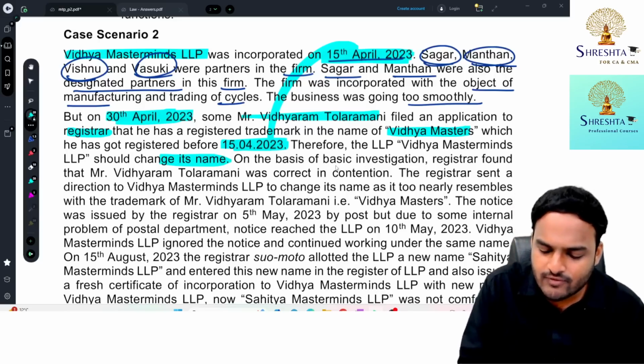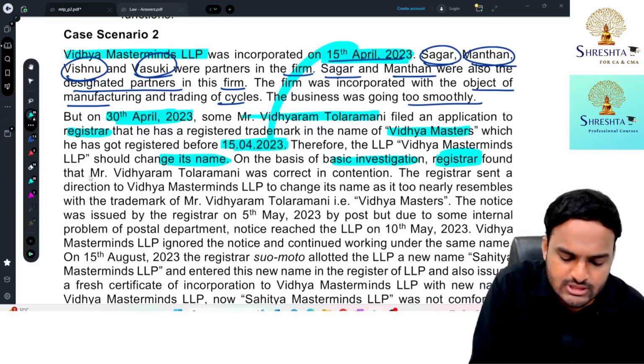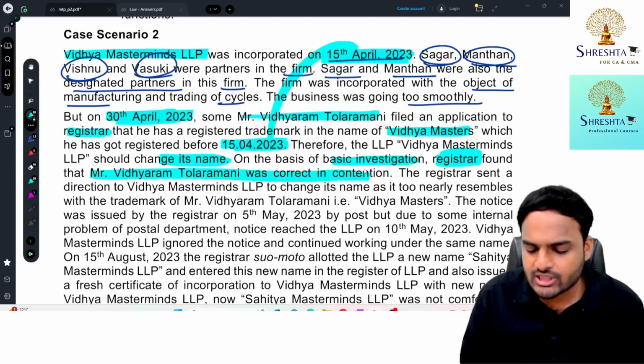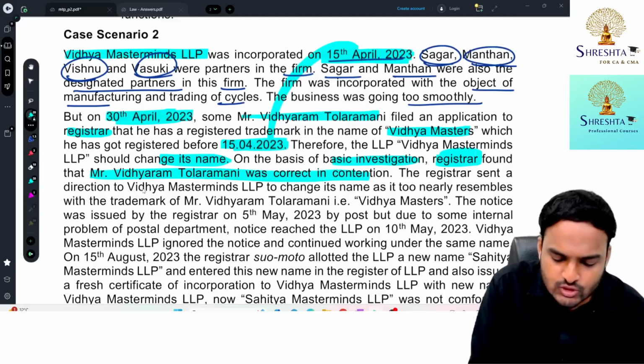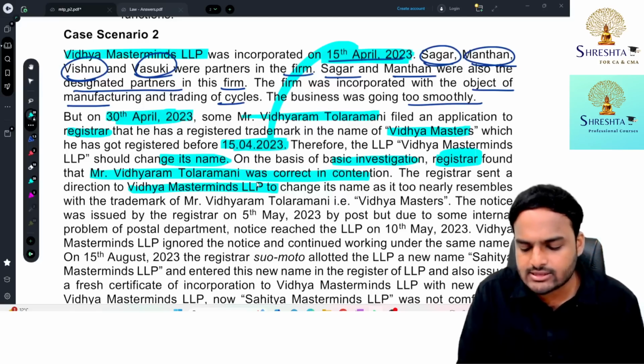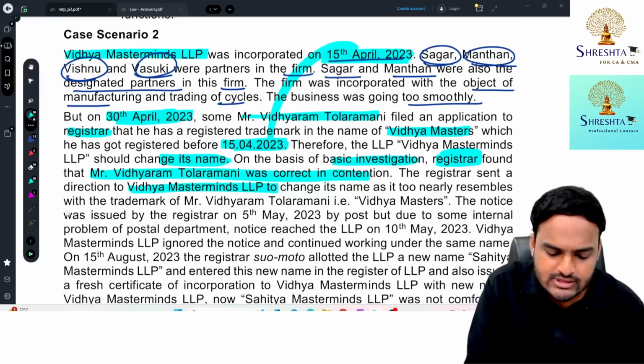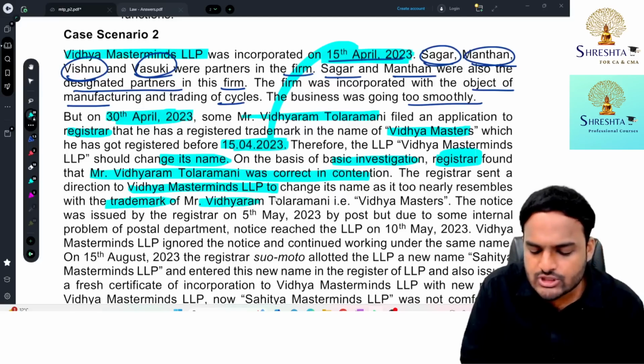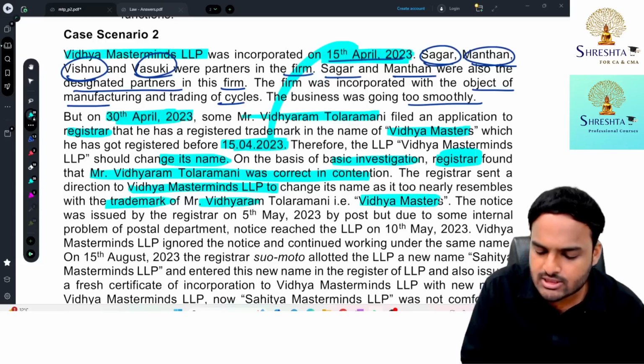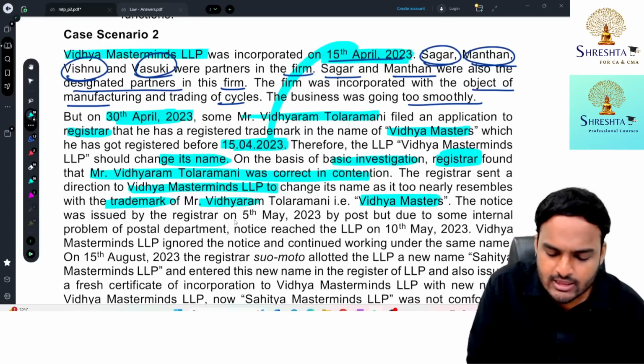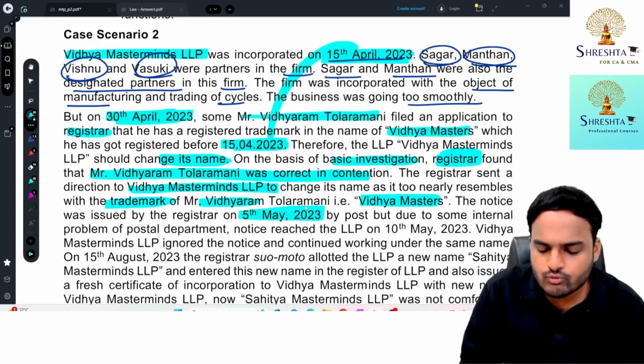On the basis of basic investigation, the registrar found that Mr. Vidyaram was correct in his contention. The registrar sent a direction to Vidya Masterminds LLP to change its name as it too nearly resembles the trademark of Mr. Vidyaram, that is Vidya Masters. The notice was issued by the registrar on 5th May 2023.